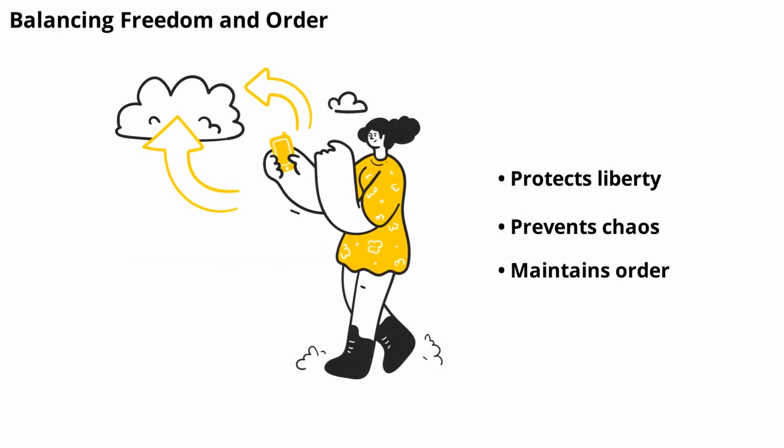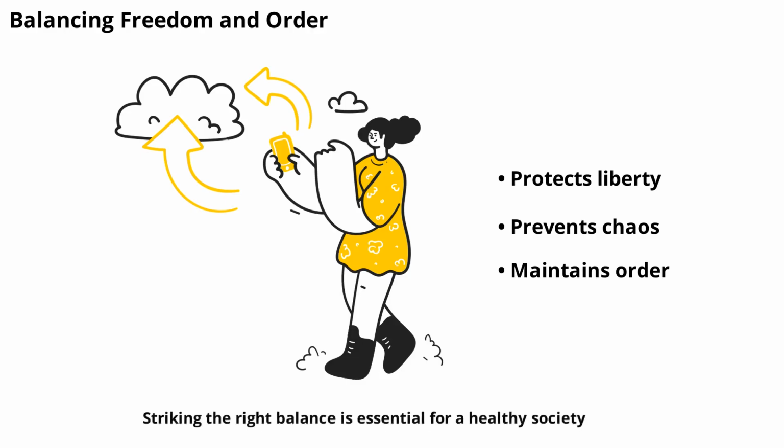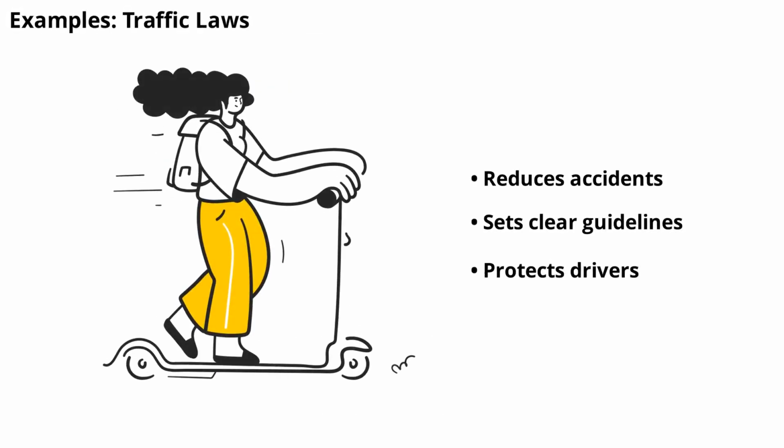A key challenge for governments is balancing individual freedom with the need for order. Too many rules can restrict personal liberty, while too few can lead to chaos. Striking the right balance is essential for a healthy society where people can enjoy their rights while respecting the needs of others. Let's look at a simple example.